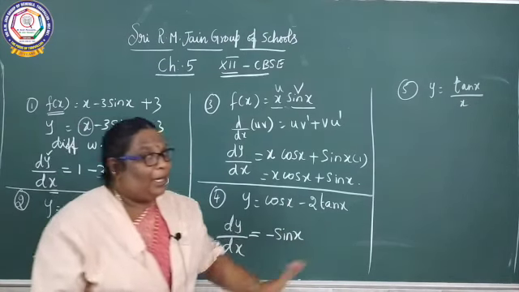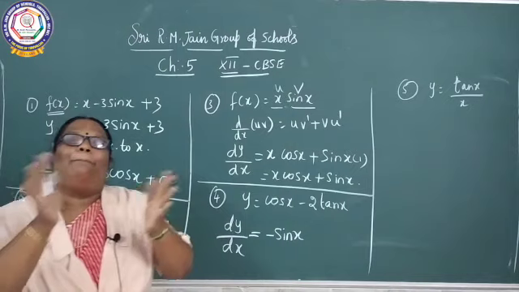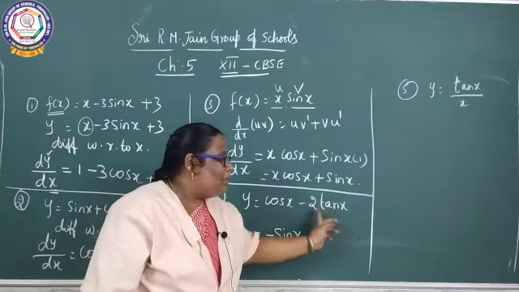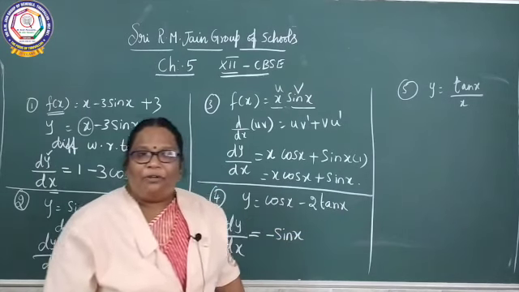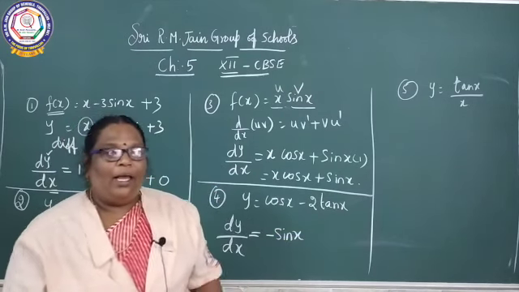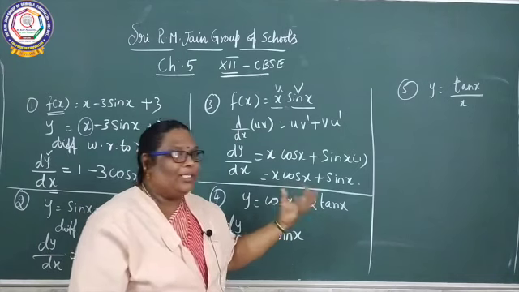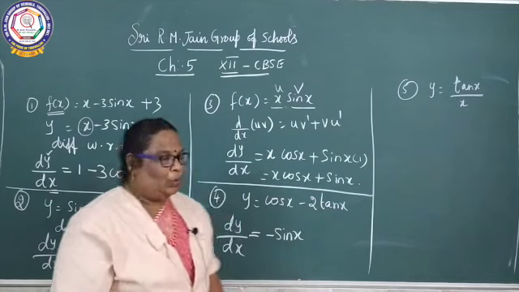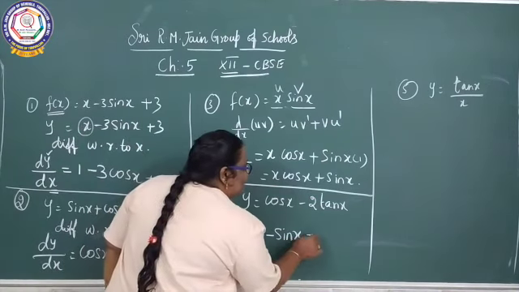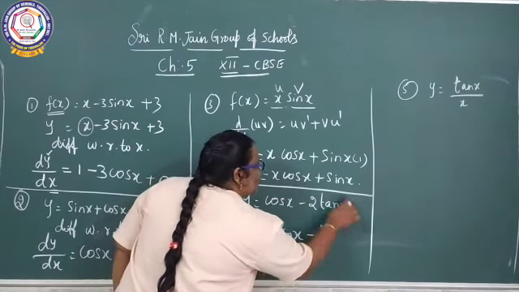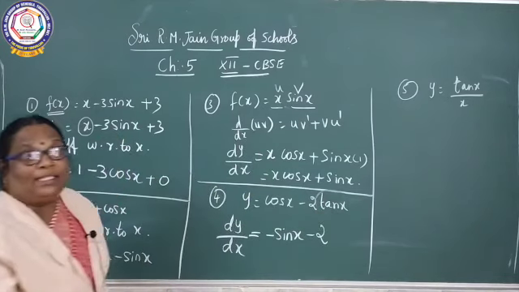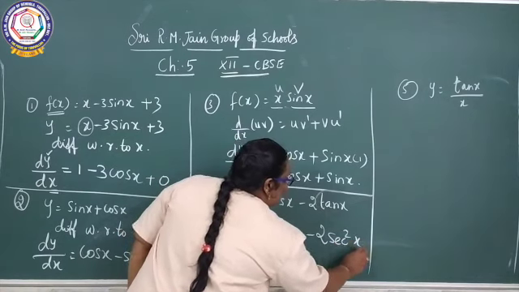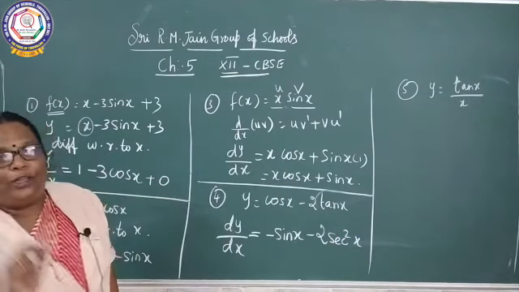2 is there, but it is not a constant because it is a multiple of a trigonometric function. x is also there. It is a multiple function, so you have to differentiate. If it is an addition or subtraction, a separate constant term becomes 0. So minus 2 into what is the differentiation of tan x? Secant square x. You should be thorough with the formula first of all.